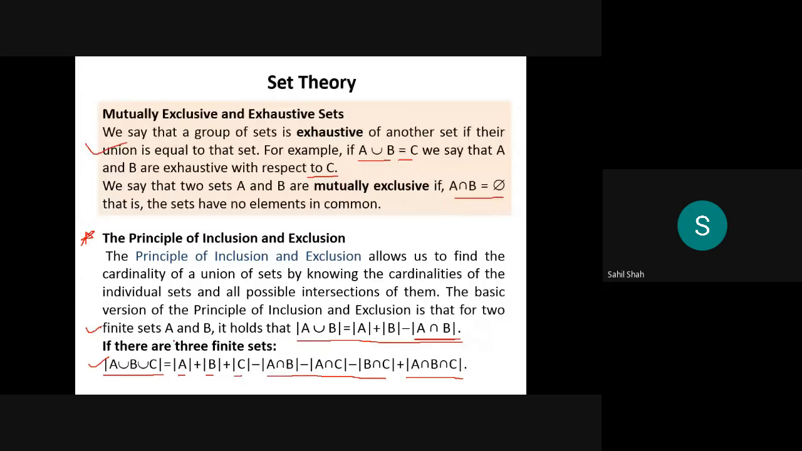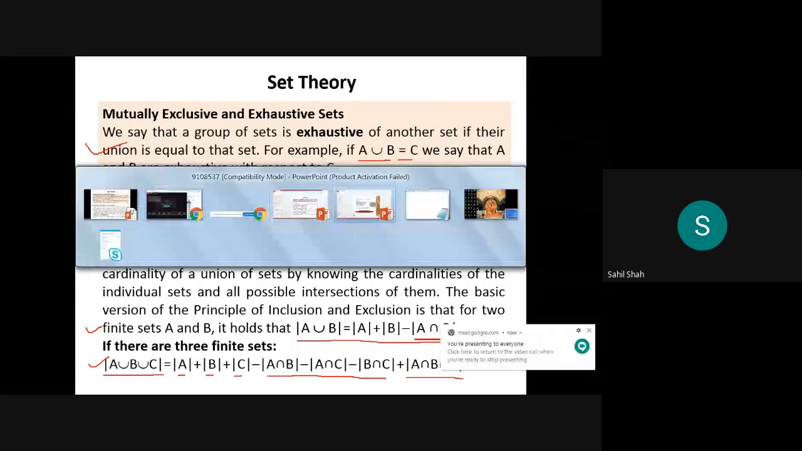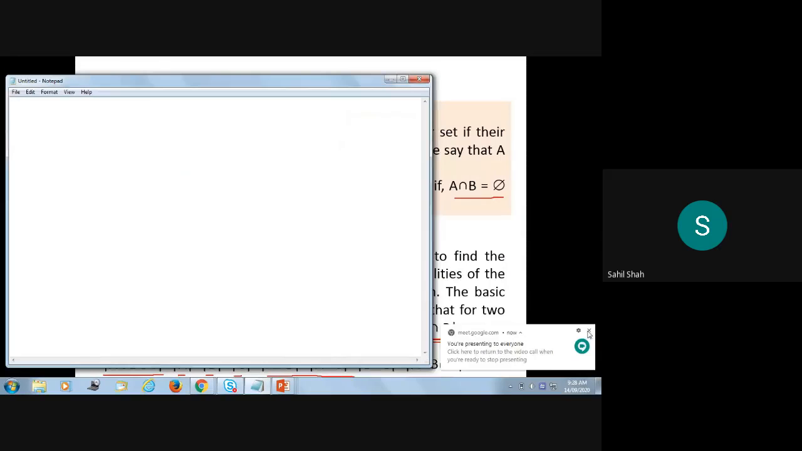So even though you have studied or not studied, let me provide you a proof. Observe. I am going to prove this principle using the laws which we have discussed for set theory. Let A and B be two finite sets. I must say finite sets. Those are not mutually exclusive. Those are simply two finite sets.